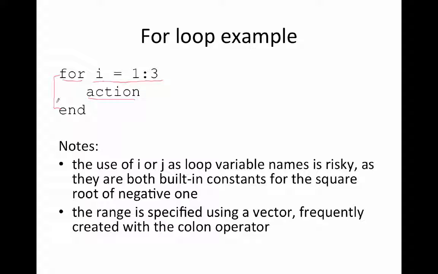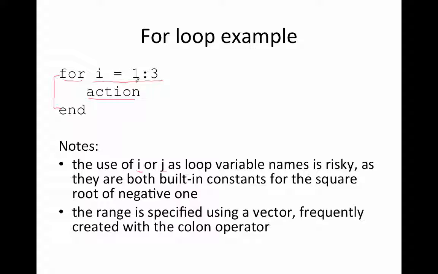I and j are very commonly used as loop variables in many languages. Notice that in MATLAB, both I and j are built-in constants for the square root of -1. So it's a little bit risky to use I and j in MATLAB as loop variables. But if you're not planning to use the square root of -1, it's not a big deal.